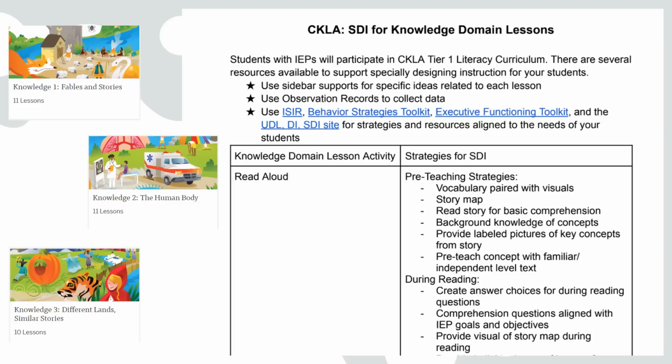When planning SDI, teachers should select strategies which meet their students' unique needs. Pause for a moment and think of a student on your caseload. Think about your students' needs in order to access literacy lessons. Which strategies from this resource would help meet the needs of your student during a read aloud? Are there other strategies that you might use to provide SDI for your student?